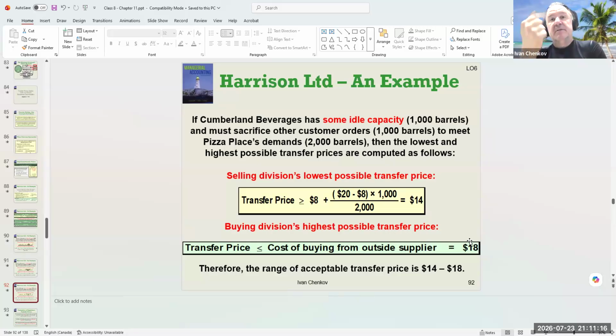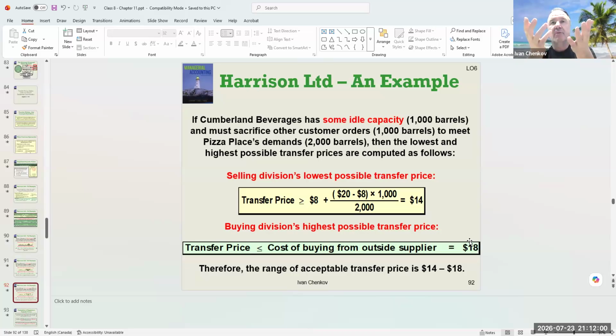Now, for the other division, the pizza place buying the ginger beer, again, they'll be willing to pay $18 maximum since they're buying from outside for $18. So as you can see, in this case there will be some room for negotiation between 14 and 18. But if you personally ask me what my advice will be: the first 1,000, for which you have the capacity, transfer it internally, yes. But the second 1,000, you sell to the normal clients at $20 and the other division buys from outside for 18, and that will be in the best interest of the company.